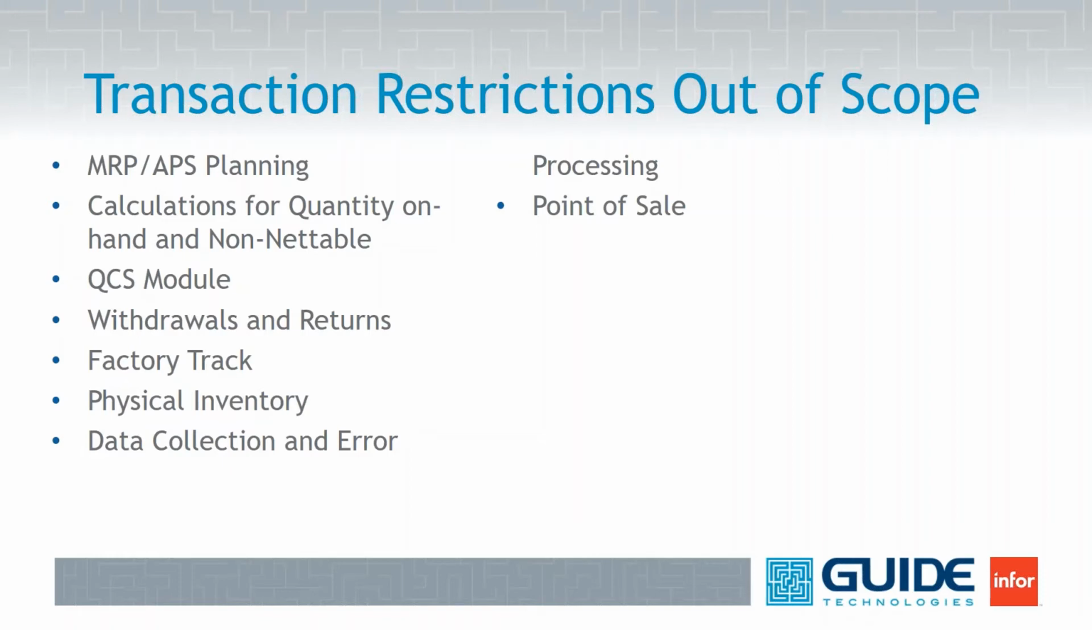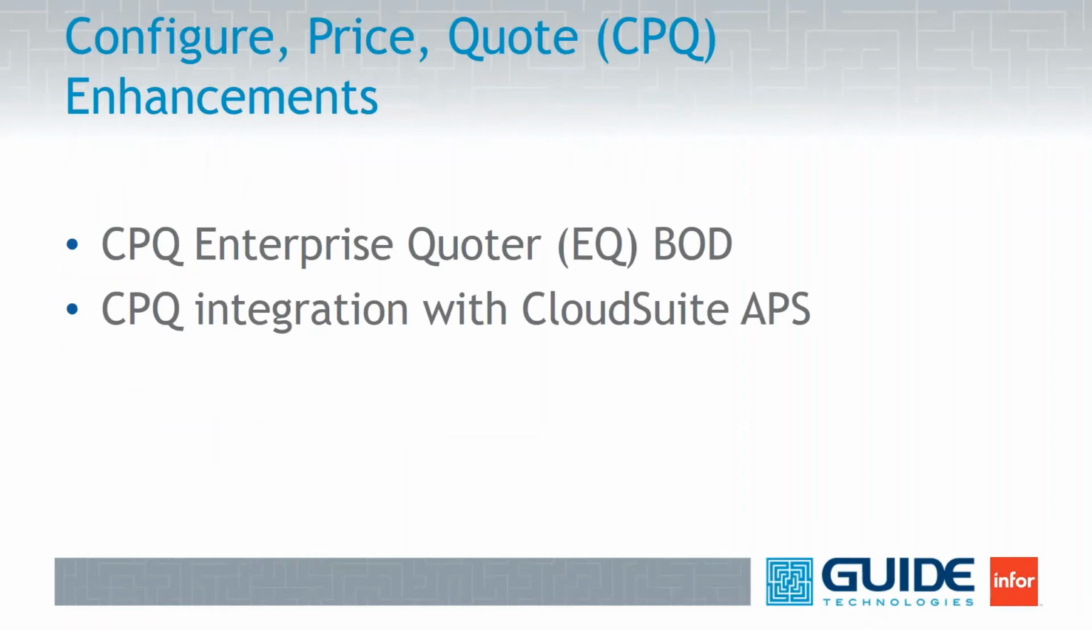Excuse me, I've already noted withdrawals and returns. Factory Track doesn't use it. Physical inventory doesn't use it. Data collection and error processing doesn't use it. And neither is it used in point of sale. So that's the inventory transaction restrictions.